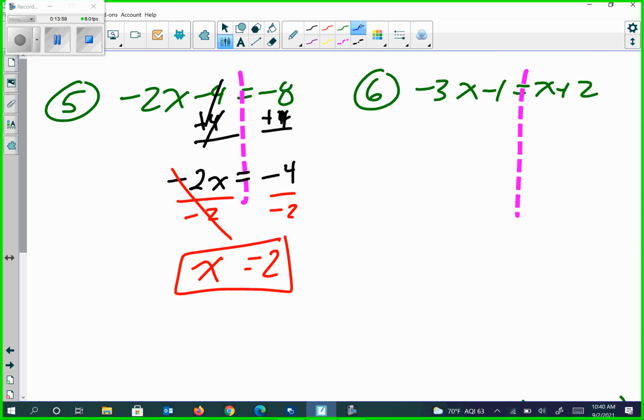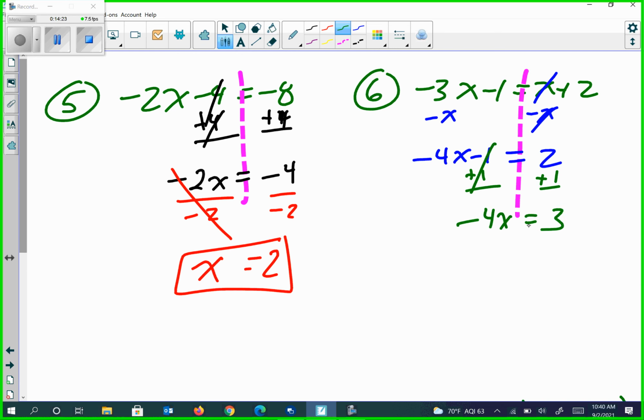Kenna, what do you want me to do? Which one of those 4? Subtract x? I'll go with that. So those cancel each other out. So I get negative 4x minus 1 equals 2. Then it looks like if I add 1 to both sides, those cancel. I get 3. Mav, how do I get that x all by itself? Oh, very good. Divide by negative 4. Those cancel.